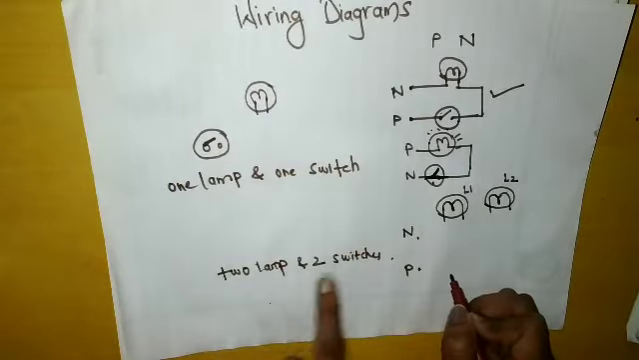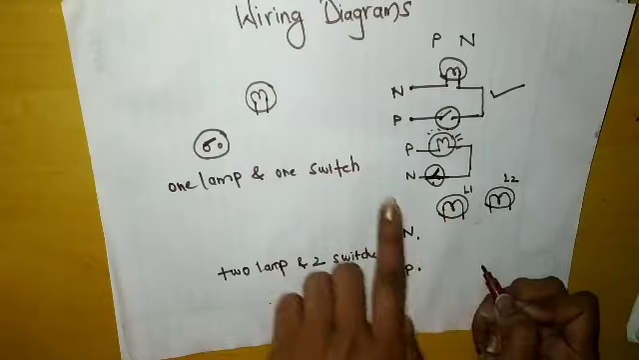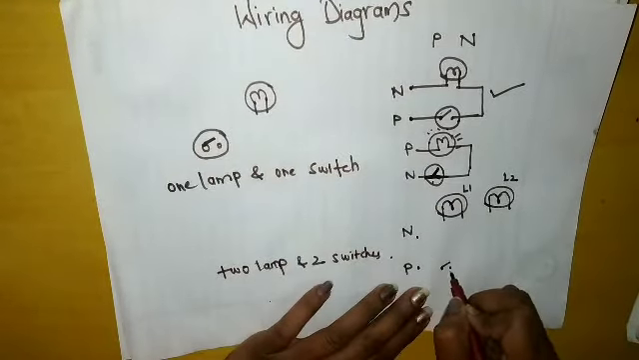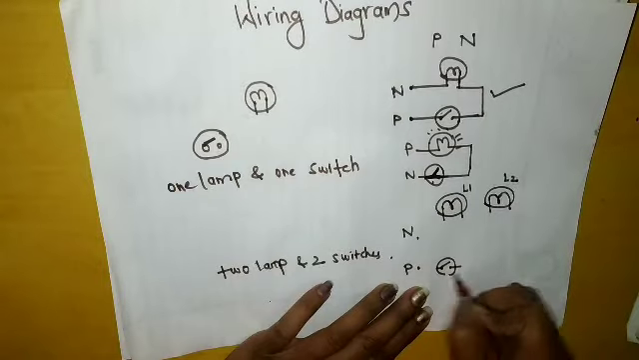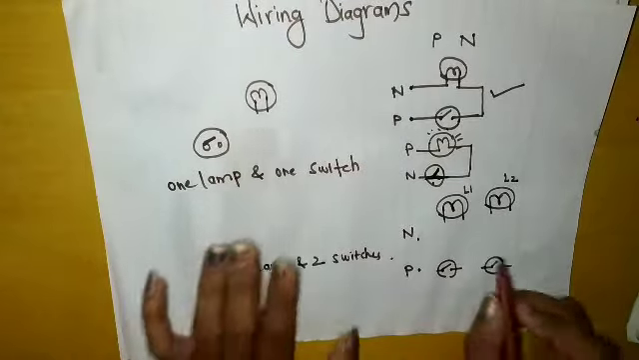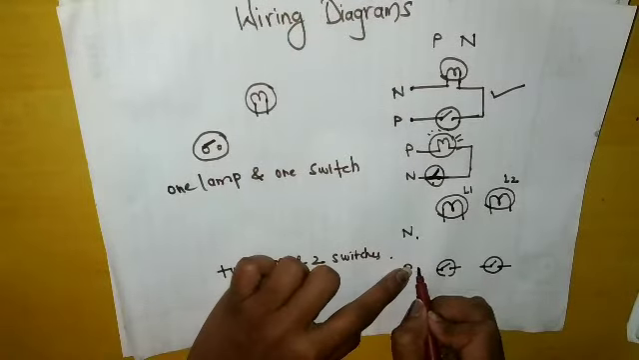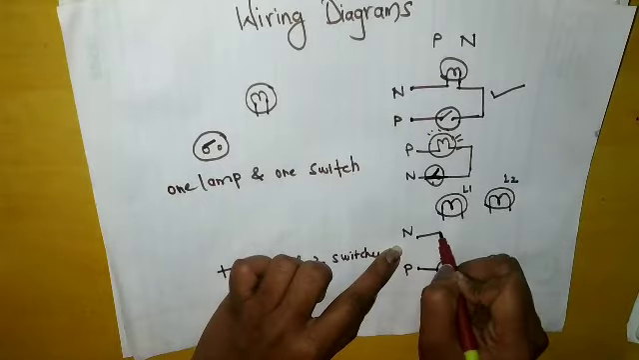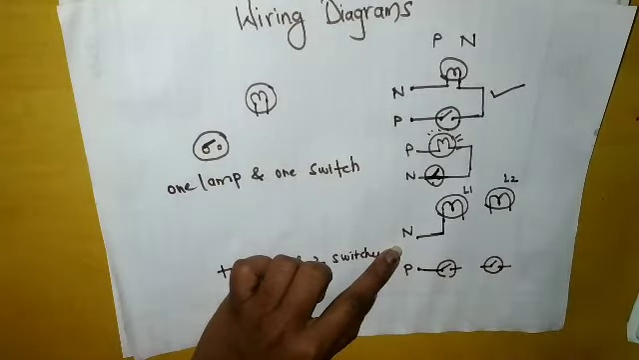We require 2 switches because it is operated separately. So for this one we will provide 1 switch, and for this one we will provide another switch, right? Now as I said, phase is always given to switch. So this phase I will connect here, and neutral is given to our appliance. So this is our neutral.